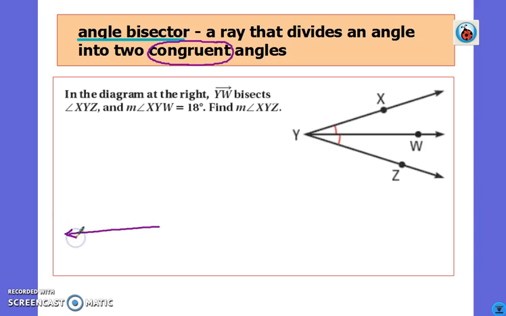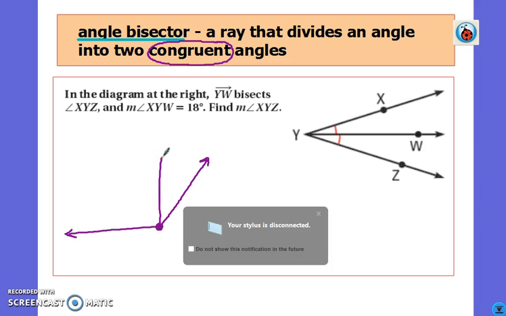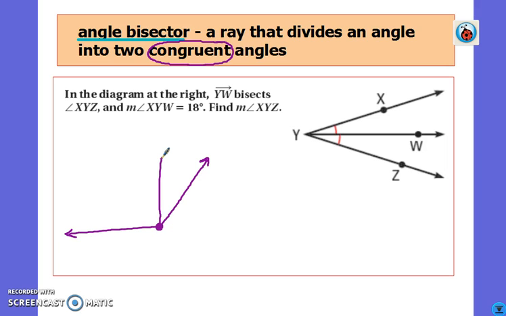If I had some obtuse angle, if I wanted to bisect that angle, I wouldn't want to cut it here. No, that wouldn't work. That's not considered a bisector because I didn't split it into two congruent pieces. So in order to bisect, it has to be two congruent pieces.